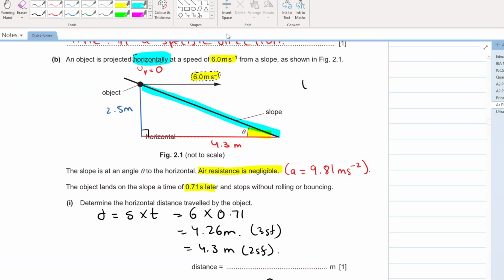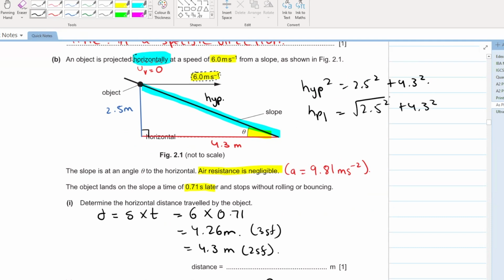Perfect. तो बेटा ये किस तरह निकालेंगे? Again, geniuses, you have to realize that this is a right angle triangle and this is the hypotenuse. What can we apply? We can apply Pythagoras theorem. We can say hypotenuse ka square is equals to perpendicular square plus base square. Hypotenuse is equals to 2.5 square plus 4.3 square under root.